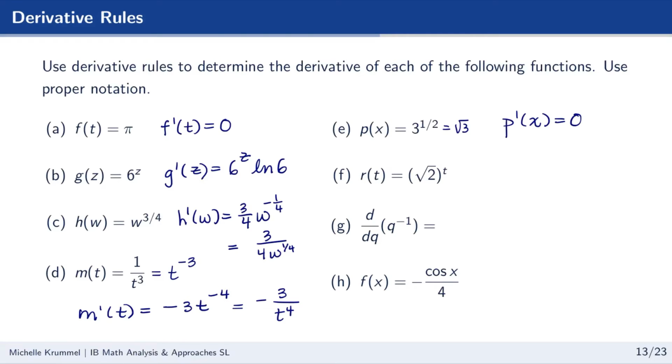R of t equals the square root of 2 to the power t. That is an exponential function. So we'll use the exponential rule. R prime of t equals square root of 2 to the power t times the natural log of the square root of 2.